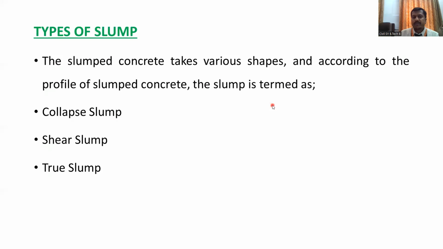Okay, so what are the different types of slump shapes that you are going to observe? There may be collapse, there may be shear, or there may be true slump. First is true slump, second one is shear, and third one is completely collapse.